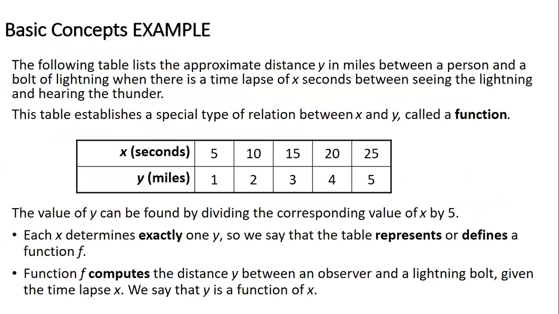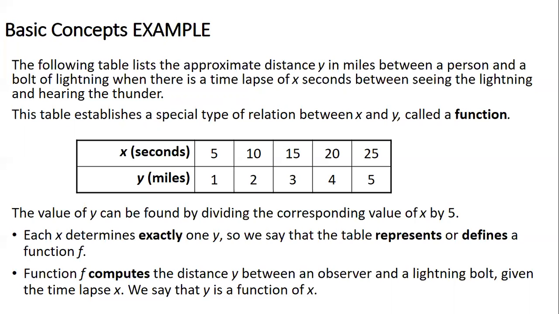All right, so given that in our minds, if you look right here, this table was created and it's approximating the distance in miles between a person and a bolt of lightning when there is a time lapse, okay? Seconds from lightning and hearing the thunder. So for example, 5 seconds of lapse in time means that it's about 1 mile away. 10 seconds of lapse in time means it's about 2 miles away. 15 seconds of lapse in time means that it's about 3 miles away. Does that make sense? So this represents a function.